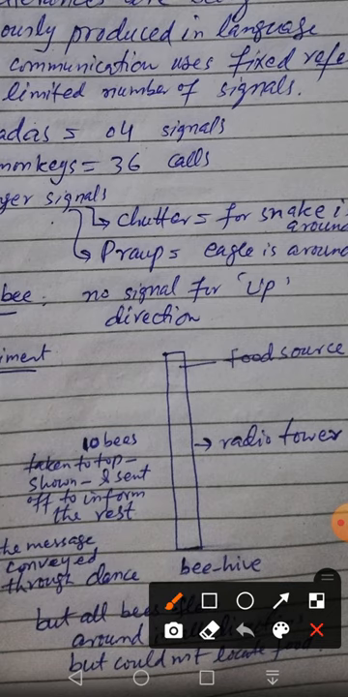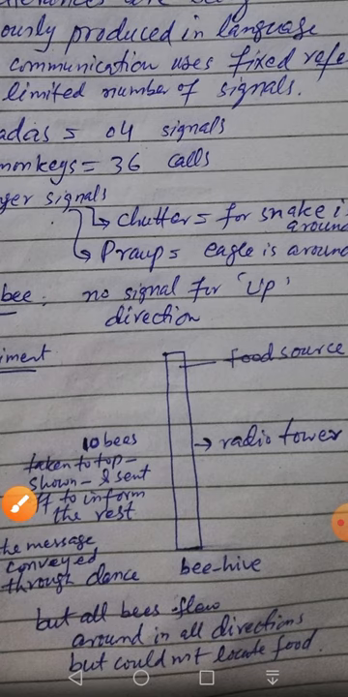There was a radio tower and a beehive was placed at the foot of this radio tower, okay, and the food source was put at the top. Then from this beehive 10 bees were selected and they were taken to the top of this tower where the food was placed. The food was shown to these bees and then they were sent off to convey this message to other bees. So those 10 bees came down to the beehive and they started dancing a complex dance. They wanted to communicate to the other bees that they had found a food source, and the message was conveyed.